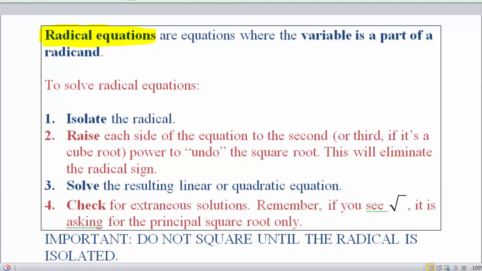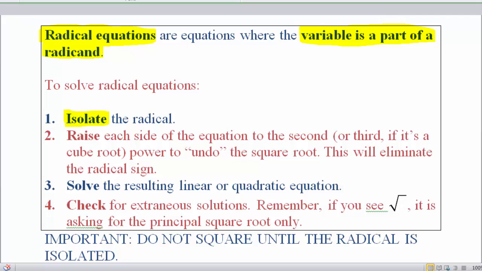So you're going to have a radical sign somewhere in the equation, and the variable has to be part of the radicand, okay? And then I give you the little four-step process for solving radical equations, which is a little bit similar to absolute value equations that we had done in the first unit. You had to first isolate, right? So isolate the radical, whatever the radical is, get it by itself.